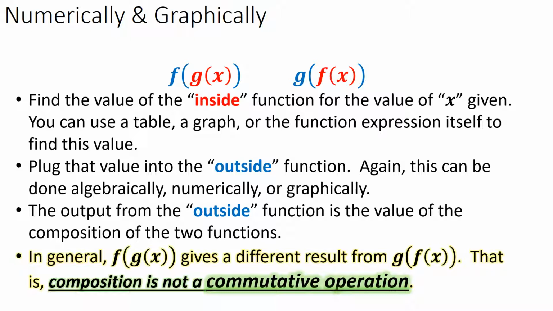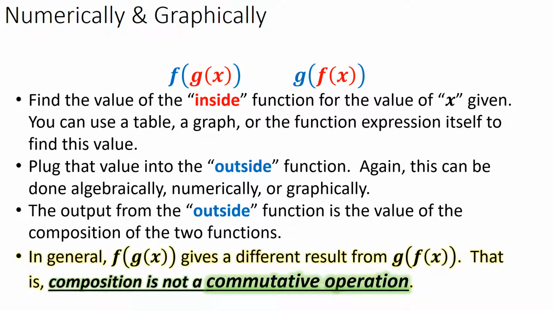Now we're going to take that number, the output of the inside function, and plug that into the outside function, which is in blue. So this can also be done algebraically, numerically, or graphically. So in other words, if we look at the function on the left, we're going to take some value for x, plug it into g, get a number which is going to represent the value of the inside function, then we'll plug that into f, which is the outside function. So that output, once we plug it into f and figure out what that value is, is the value of the composition of the two functions.